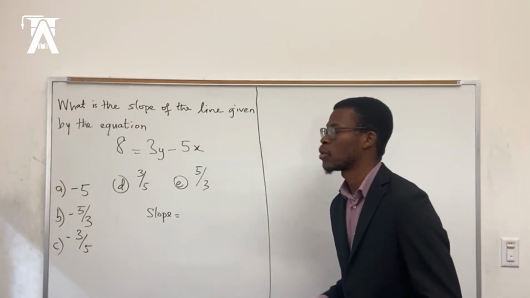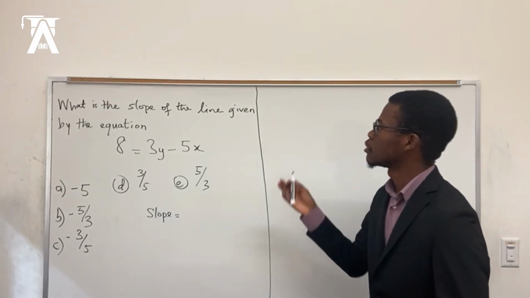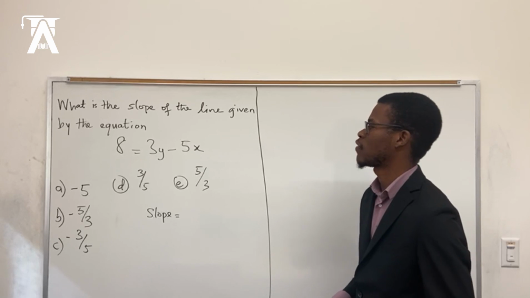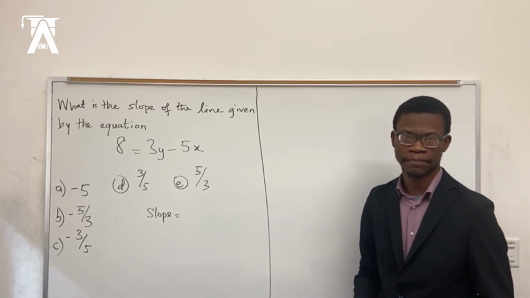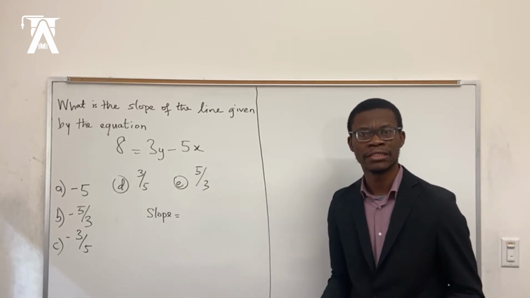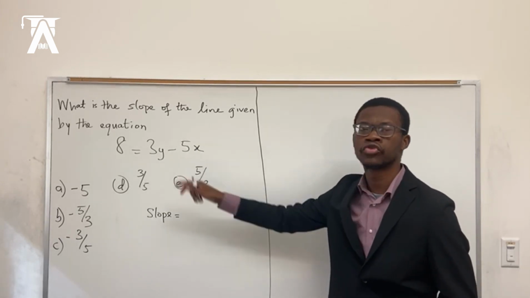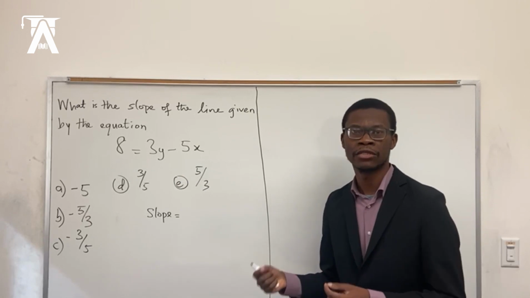So in today's video we're going to be finding the slope. It says, what's the slope of the line given by the equation 8 equals 3y minus 5x? And of course we have these options. Alright, so today's tip, we would rearrange this equation to look like the standard linear equation.